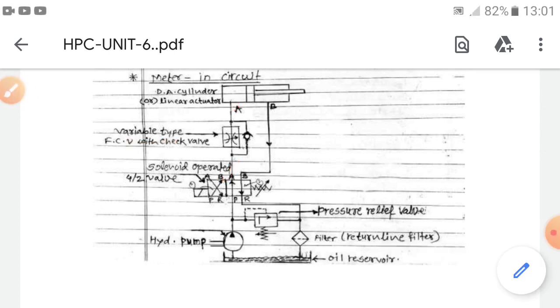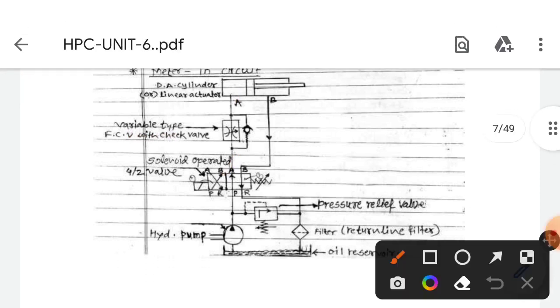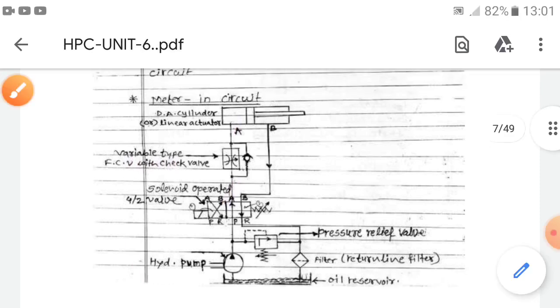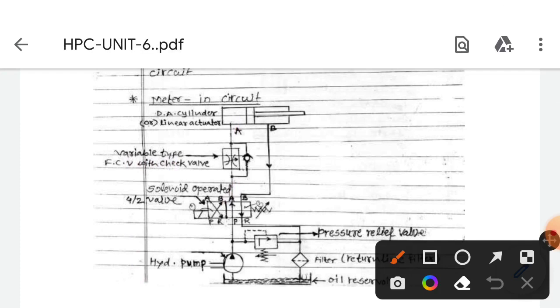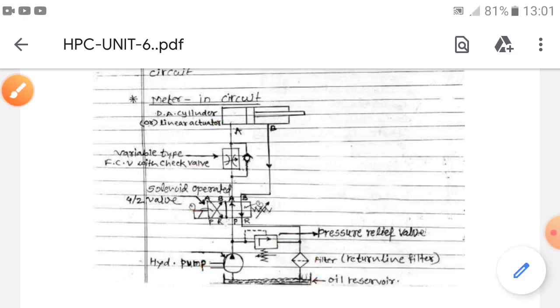So all of you see, firstly the hydraulic circuit. This is oil tank, pump, filter, pressure relief valve, directional control valve, flow control valve, actuator. This is a suction line. This is a return line. So this is the basic construction of meter-in circuit in a hydraulic system.